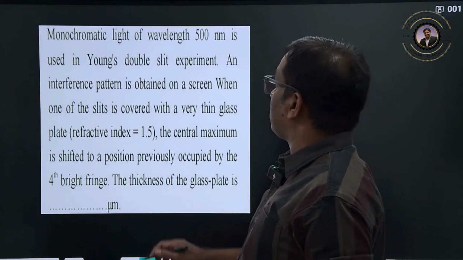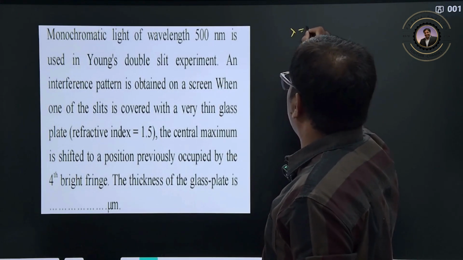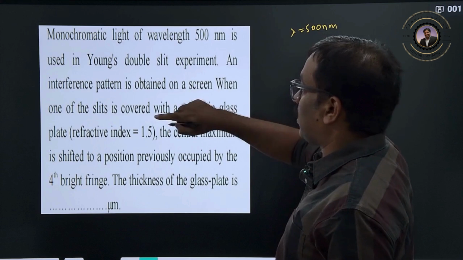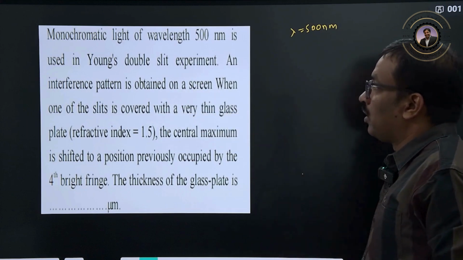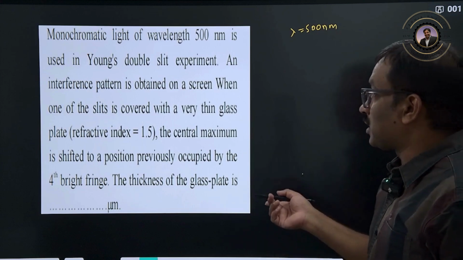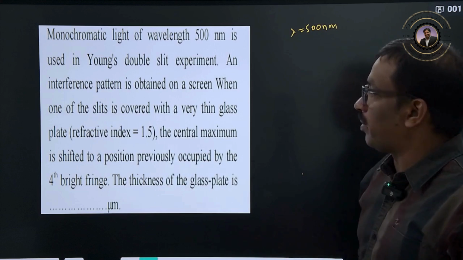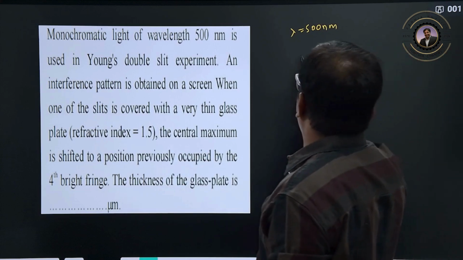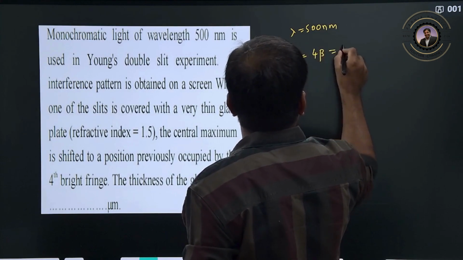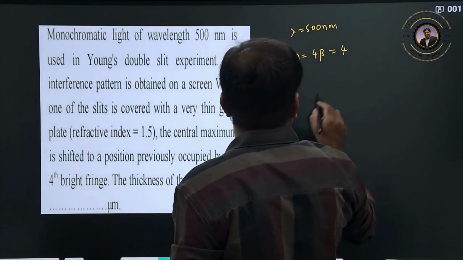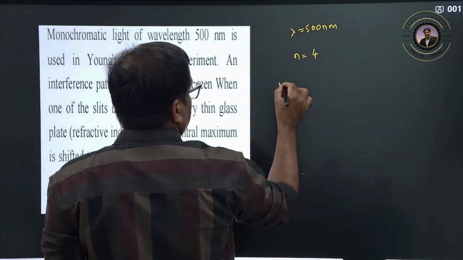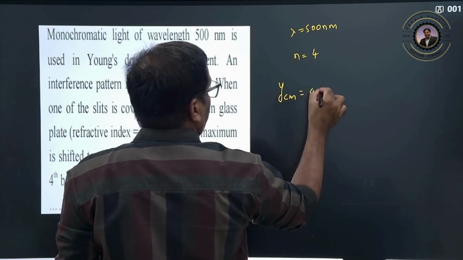Suppose monochromatic light of wavelength 500 nanometer is used in Young's double slit experiment and an interference pattern is observed on the screen. One of the slits is covered with a very thin glass of given refractive index. The central maxima is shifted to the position previously occupied by the fourth fringe. Therefore the number of fringes it is shifted is 4 beta, so y_CM is nothing but 4 beta.